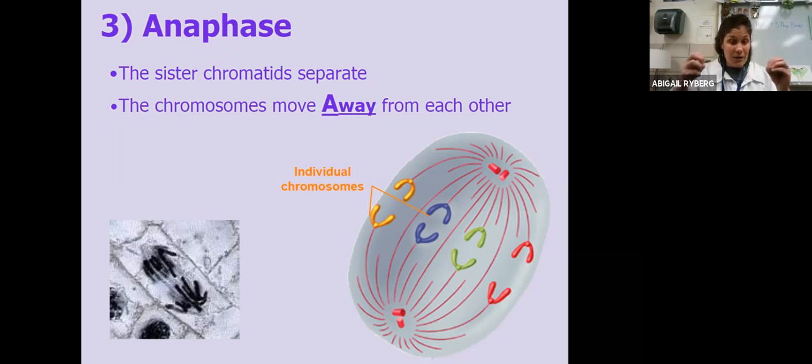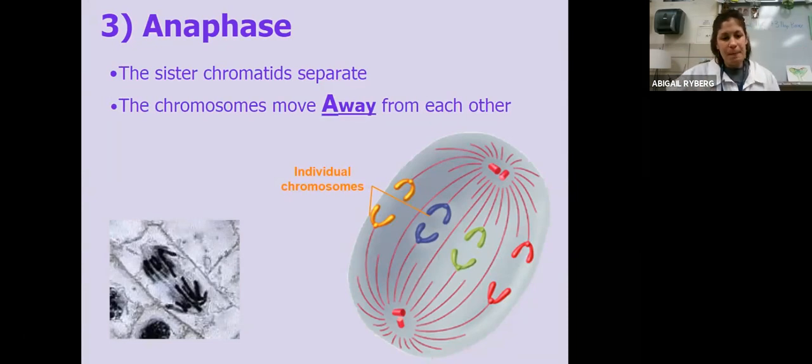There are errors. It's not super uncommon for an extra chromosome to get pulled and then the other side to be short. Most of the time, our bodies are really good at identifying that error, and the body literally breaks down the cell and kills it.